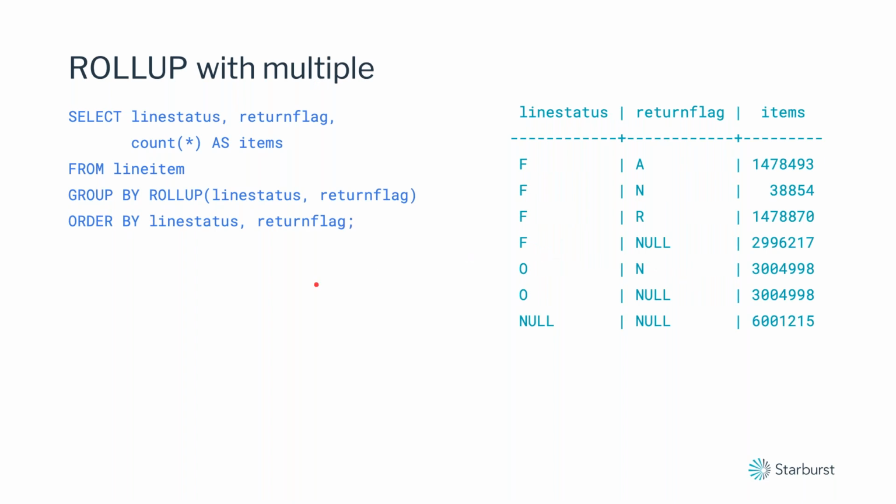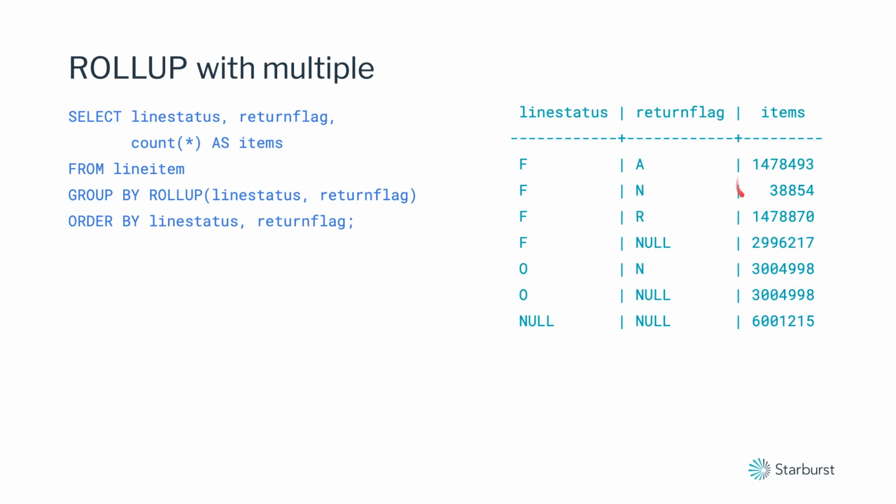You can use ROLLUP with multiple columns as well. So let's say that we're grouping by line status and return flag. We get the counts for how many items for each line status and return flag combination. But then for each line status, we get the ROLLUP of the total number of things for that line status across all return flags, and we get this total here. And then also for line status of F, we get this total. For line status of O, we get this total.